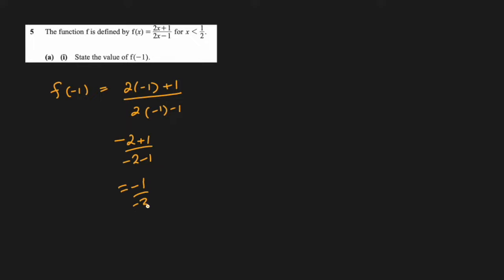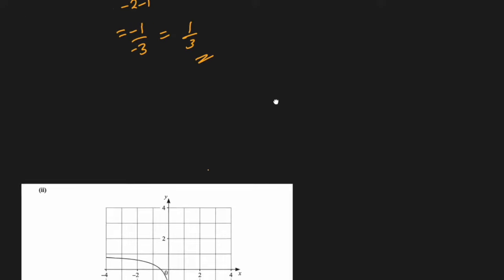Question number 5. The function f is defined by this rational function for x is less than half. Okay, state the value of f of minus 1. That is easy. So if x is this, f of minus 1 will be where x is replaced by minus 1. Okay, so minus 2 plus 1, minus 2 minus 1. One over 3.